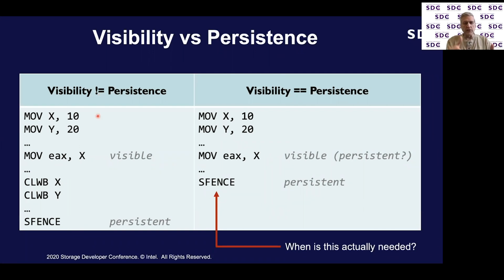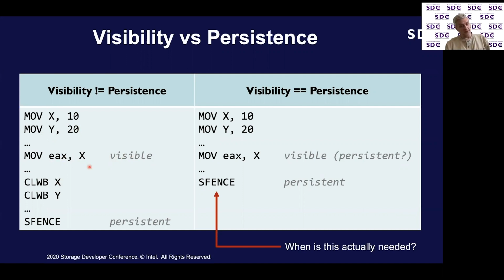So let's delve down into a simplistic, almost pseudocode assembly language example here, because I took some liberties to try and keep it simple. You can see my idea here is I've got variables x and y that are living in persistent memory. So here I am storing 10 to x in persistent memory. Here I am storing 20 to y in persistent memory. And you can see before I've done anything else, if I just go and read x, I take x's value and I put it into the EAX register, I'm going to see 10 because my changes are visible, right? They are visible, but they're not necessarily persistent.